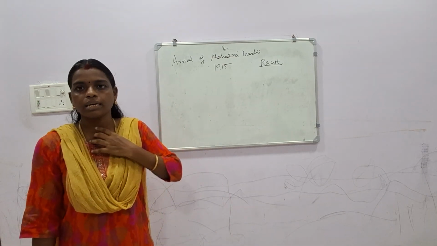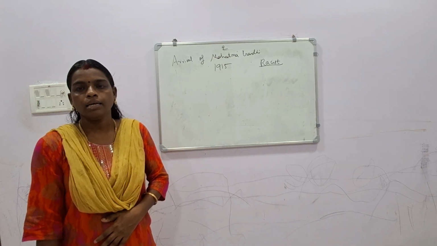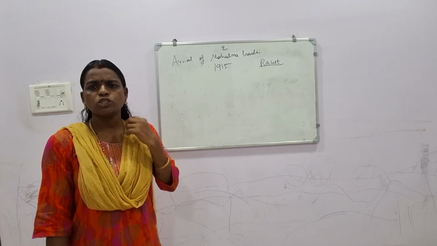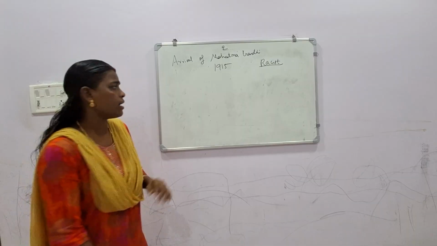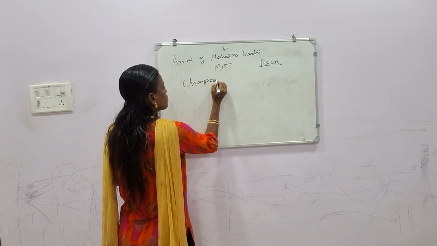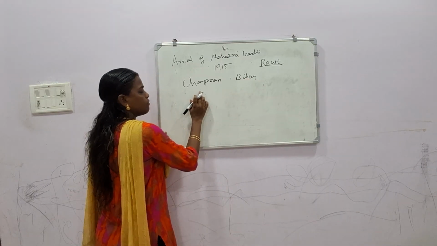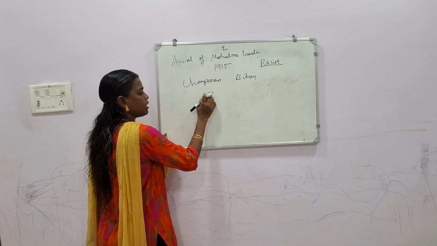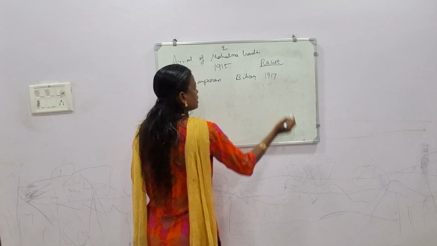The first satyagraha carried out by Mahatma Gandhi in India was the Champaran Satyagraha. Champaran is a place in Bihar. The Champaran Satyagraha, led by Mahatma Gandhi in India at first, was in the year 1917.